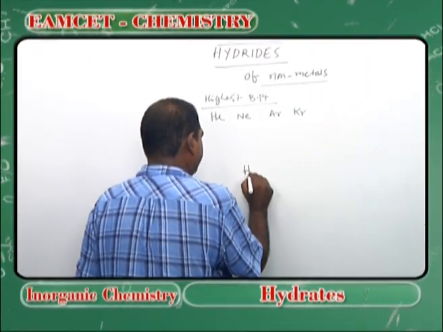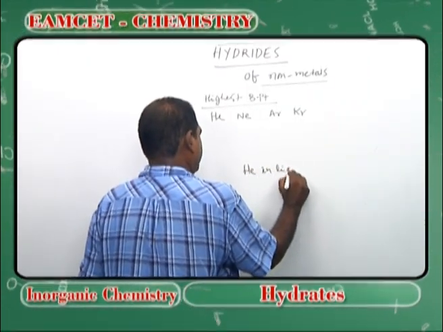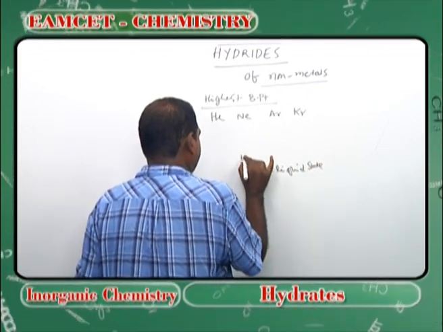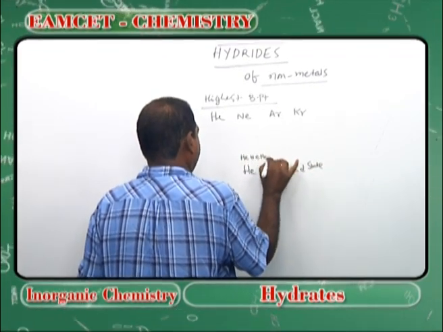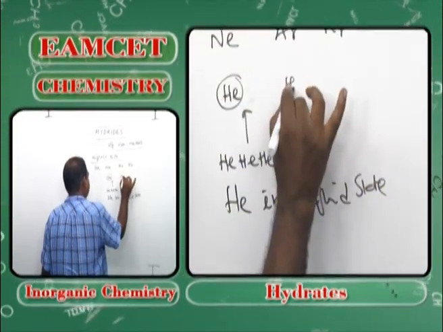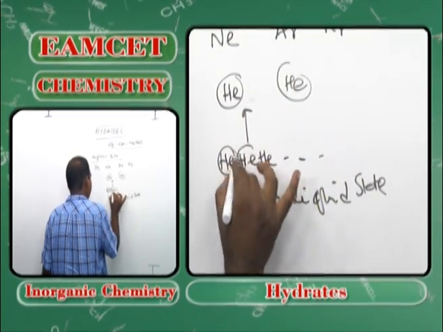Suppose you take helium in liquid state. Right? Liquid state means atoms are very close. Helium in liquid state. You have to convert that to helium in gaseous state. So, helium atoms are there.